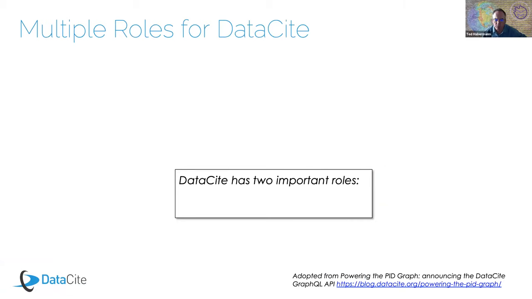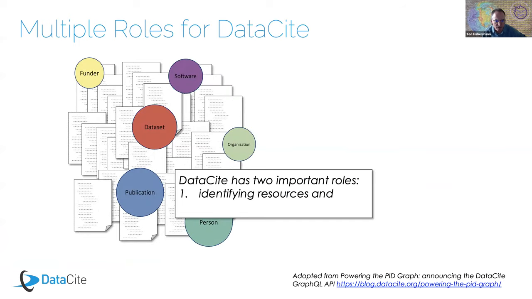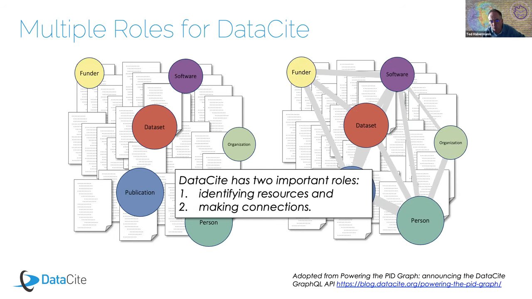DataCite has multiple roles, and today we're going to be talking about two of them. One of them is identifying resources like those shown here as circles, mostly data sets and publications, but also, of course, connections to funders and software and organizations and people and many other things. And then the important role here, illustrated schematically with a PID graph, is making connections between all those things.